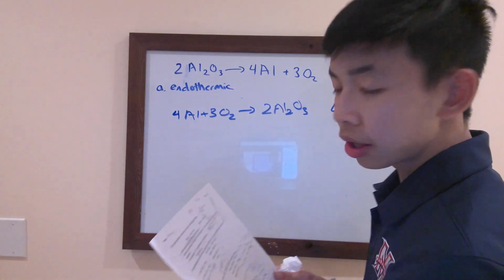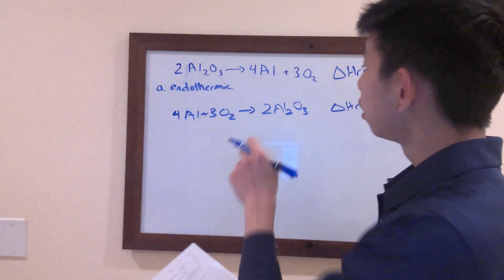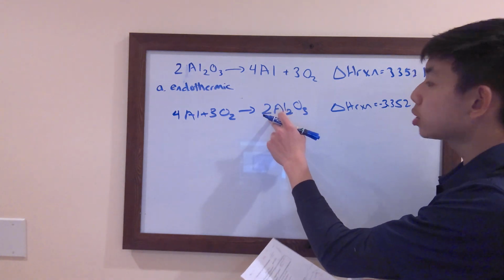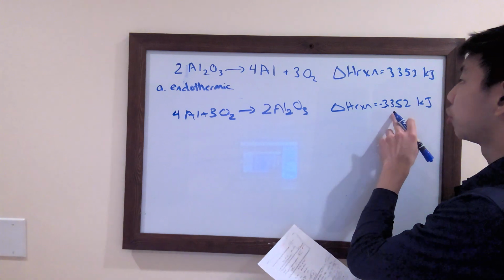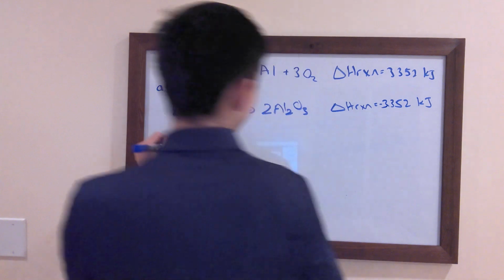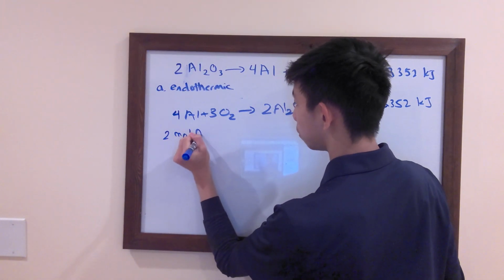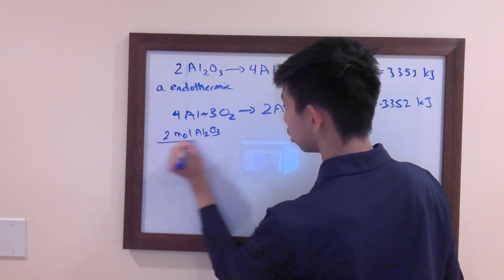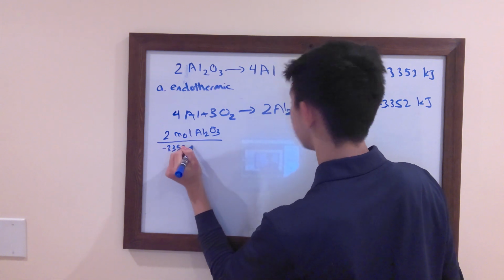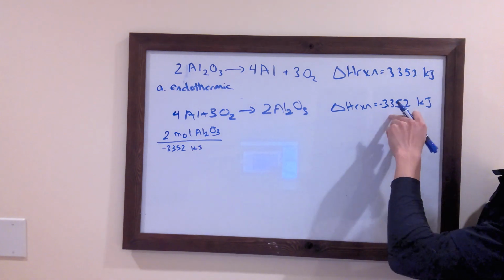It asks for the formation of 1 mole of aluminum oxide. This shows 2 moles. For every 2 moles of aluminum oxide, we have negative 3,352. So this is also a rate: negative 3,352 kilojoules over 2 moles of aluminum oxide. For every 2 moles, we get negative 3,352 kilojoules.